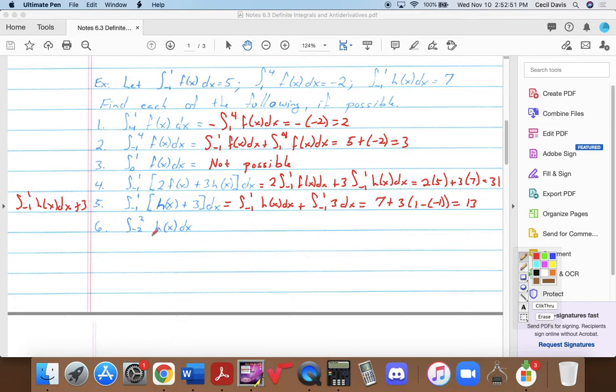And what about the integral from -2 to 2 of h of x dx? Is it 14? We don't know what h is. No. Yeah, we have no idea what this does. This is, again, not possible.